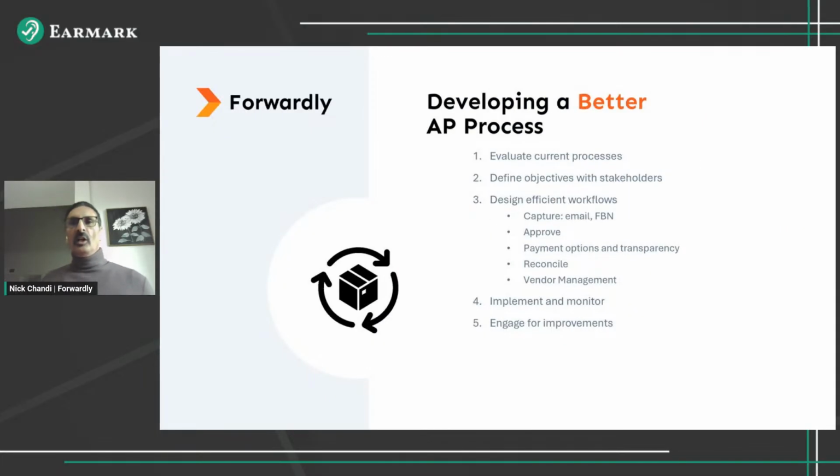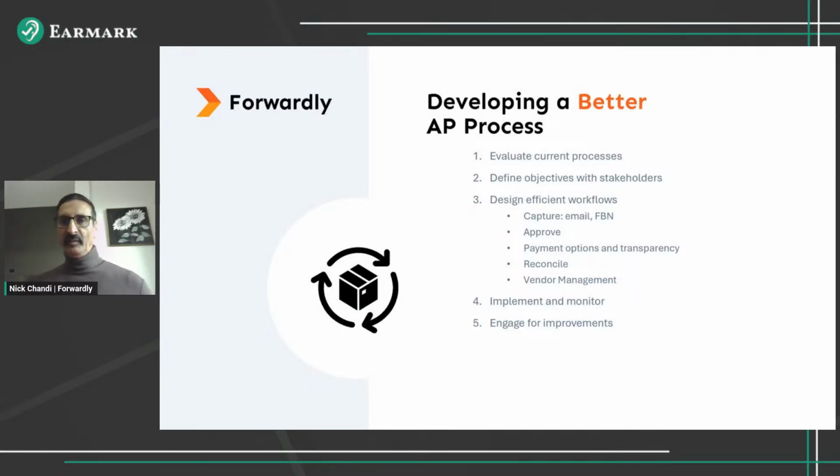So let's talk about how we can develop a process that's unique to each client. Every client is different, and we need to develop a process that's unique to their needs. Some might want to eliminate checks. Some might want to introduce credit cards and make payments with cards. Some want to speed up the approval process, or include additional stakeholders. So when you talk to them, look at the objectives they have.